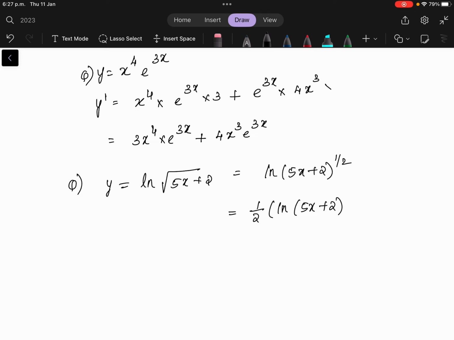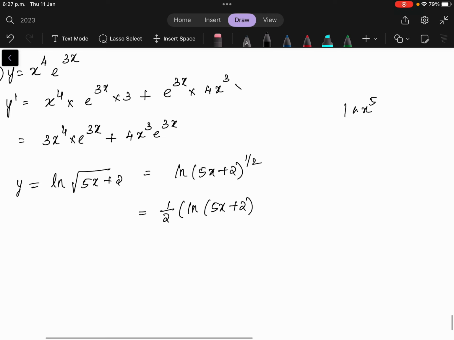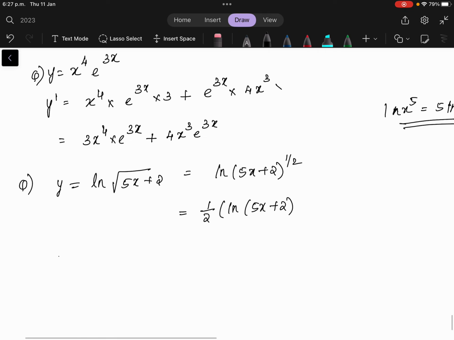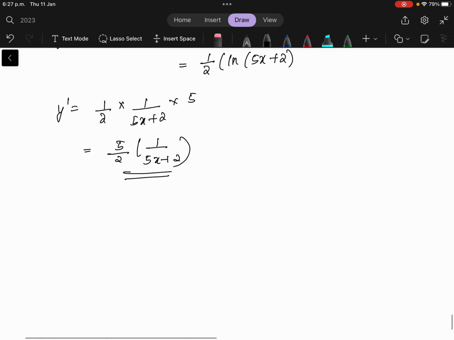Okay, if you look at the log rules, ln x to the power of 5 can be written as 5 ln x. Okay, so this is a log rule, and now you can do the differentiation, which is like half times 1 over 5x plus 2 times 5, so that is equal to 5 over 2 into 1 by 5x plus 2. Okay, so that is why I mentioned you need to understand the log rules and then implement the differentiation.